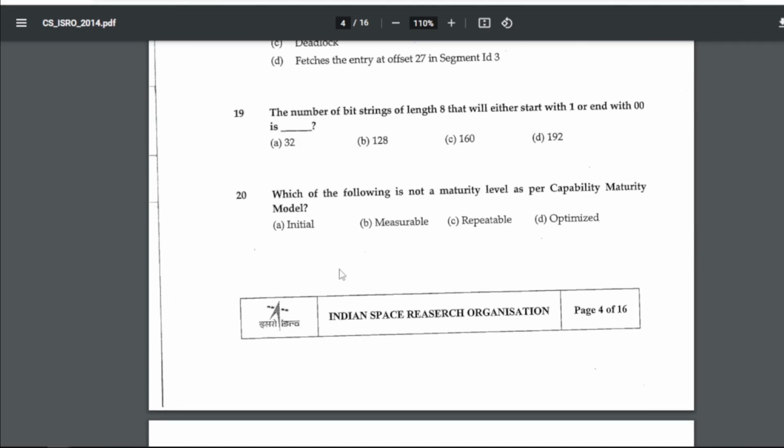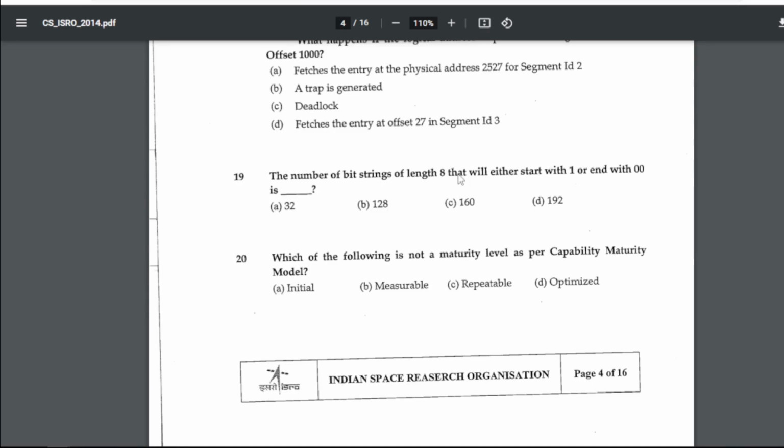Now question number 19: the number of bit strings of length 8 that will either start with 1 or end with 00 is what? So the number of bit strings of length 8 that will start with 1 or end with 00 will be 160, right? So 160 is the number of bit strings of length 8 that start with 1 or end with 00.